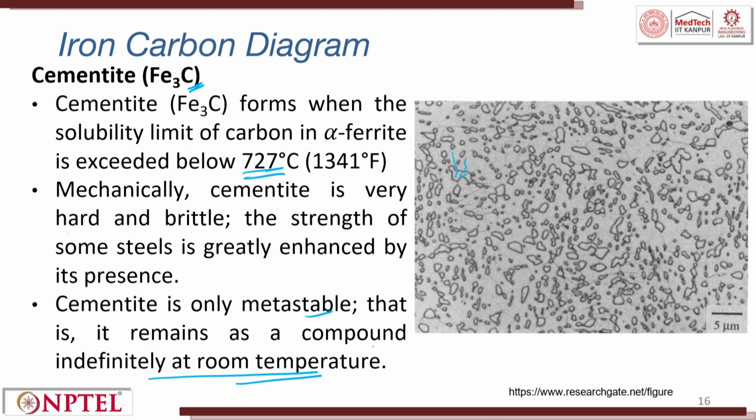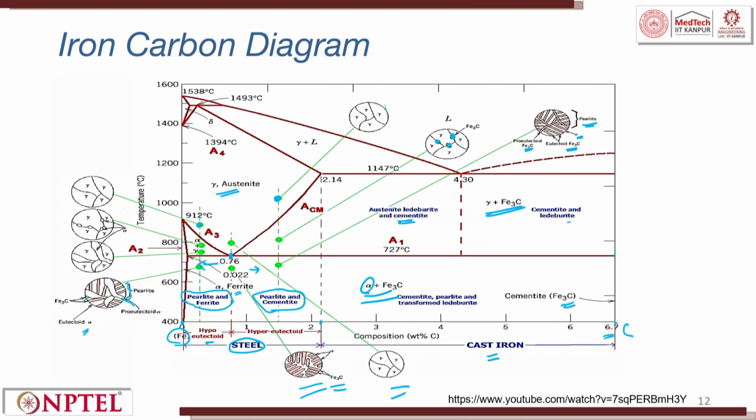So, if you want Fe3C, if you go back to this diagram, you can try to take Fe3C alone and then try to get it. So, you get cementite.